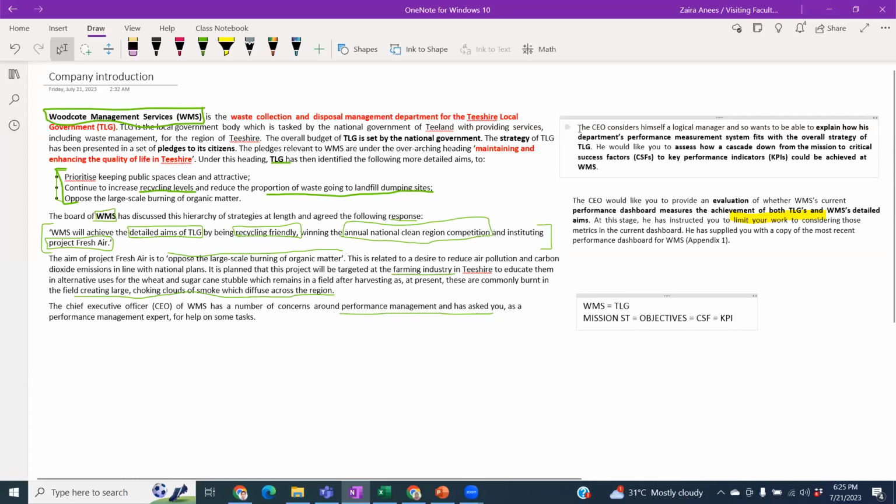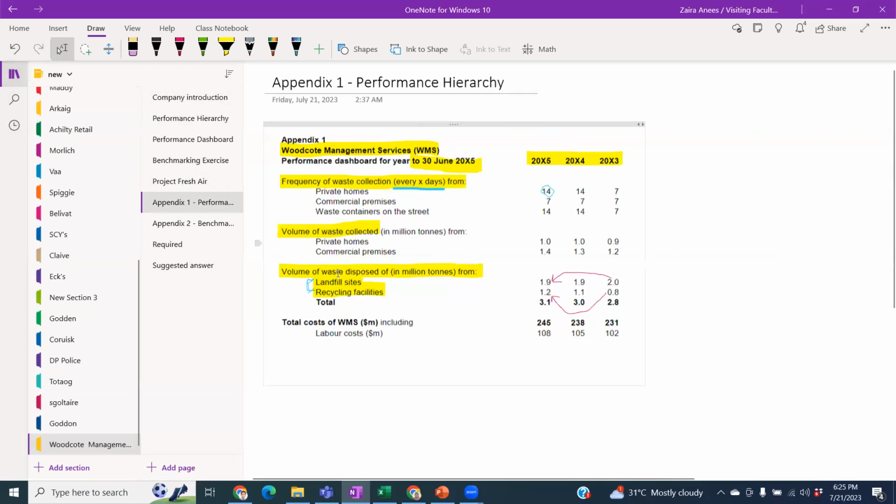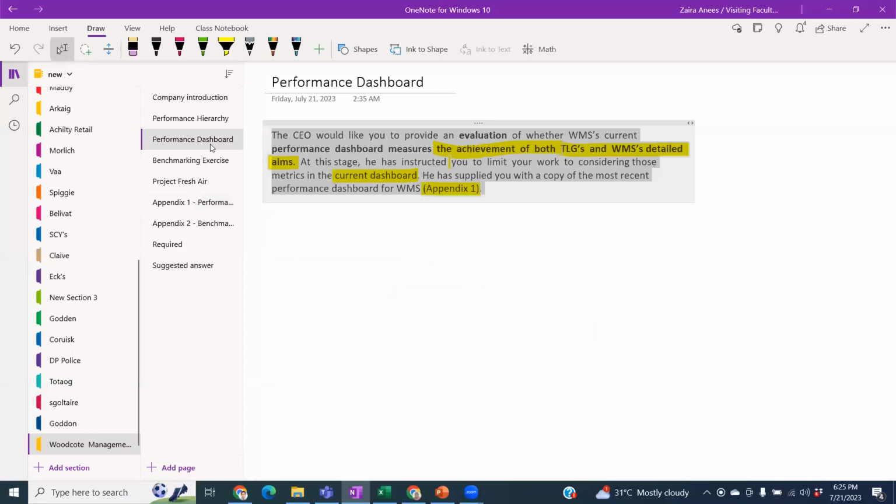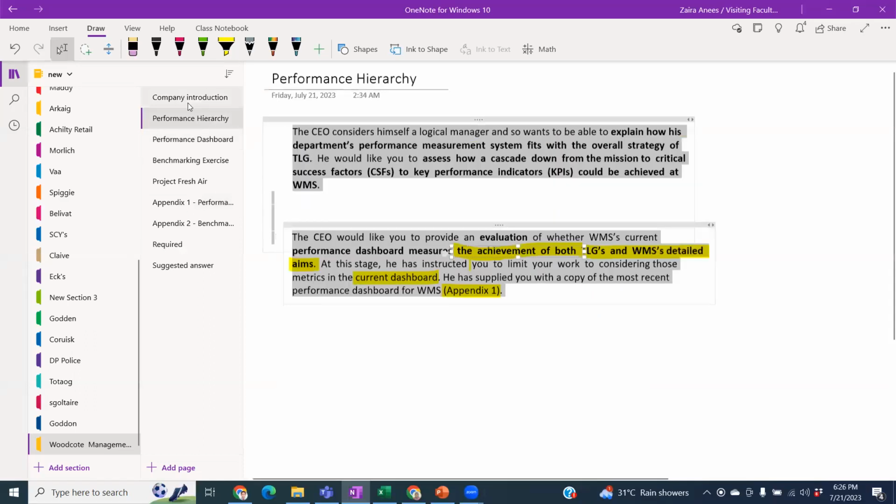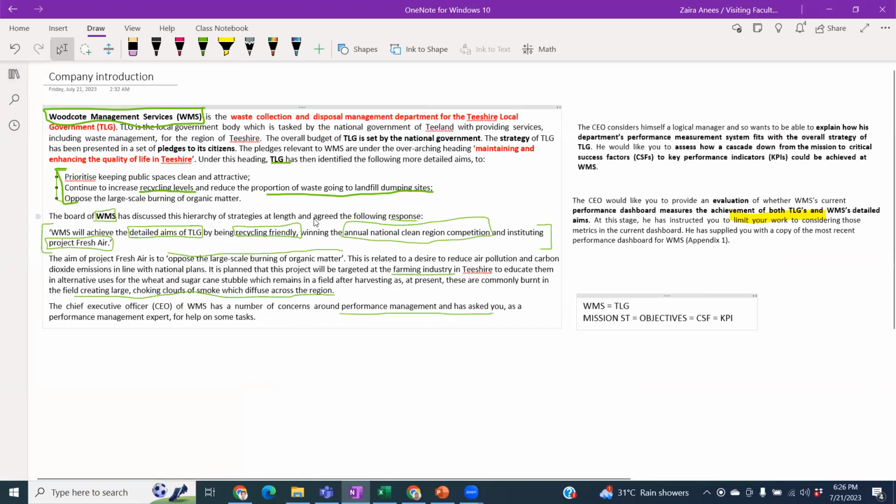The first part. Right. The second part is saying the CEO would like you to provide an evaluation of whether WMS current performance dashboard measures the achievement of both TLG and WMS detailed aim. He has instructed you to limit your workings to appendix number 1. So in the second requirement, we have to identify whether this performance measurement system is actually in line with the overall objective of the company. And company here means what? Company here means TLG and WMS both. So the second requirement is a bit clear. Second requirement is not that difficult, right?